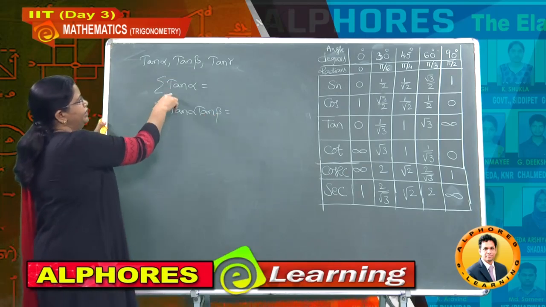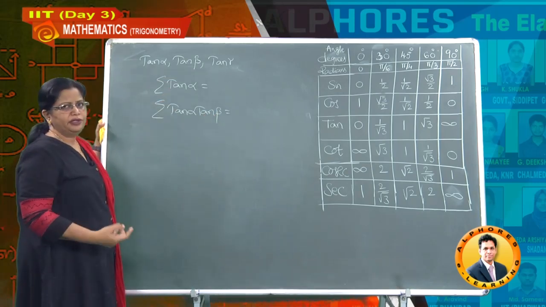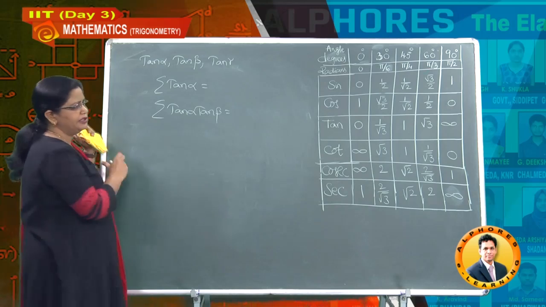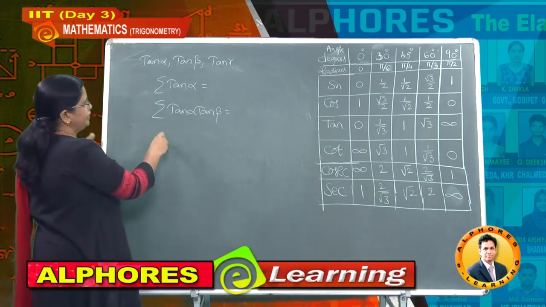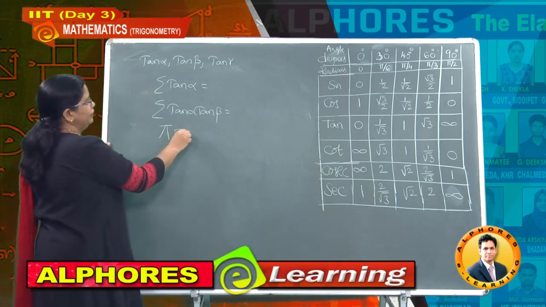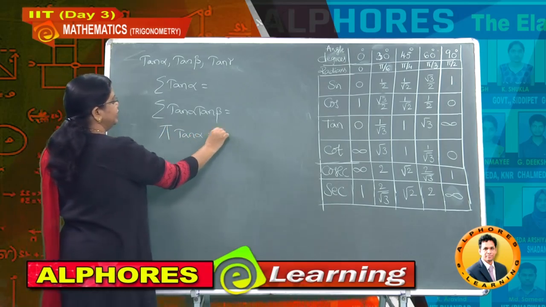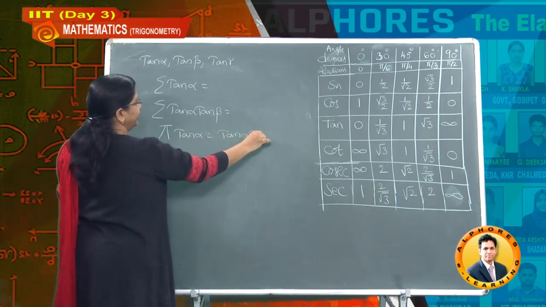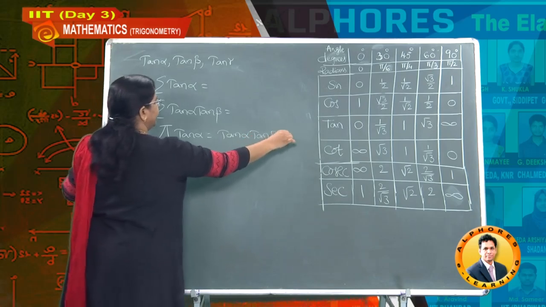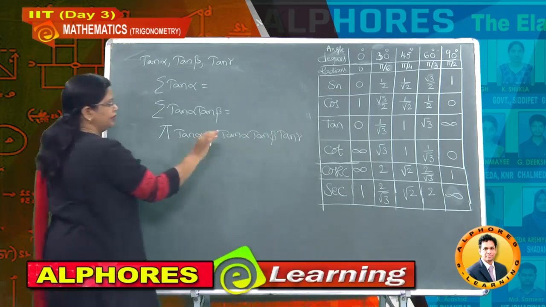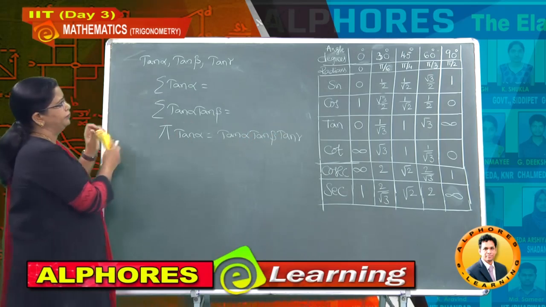So in this way you can make use of this sigma notation even with trigonometric functions, any values. And pi of tan alpha, then what is the meaning? It is tan alpha into tan beta and into tan gamma. So in this way you can use it even for products also.